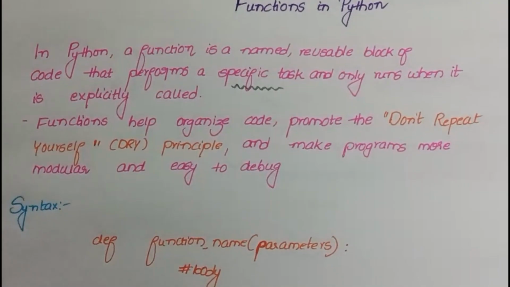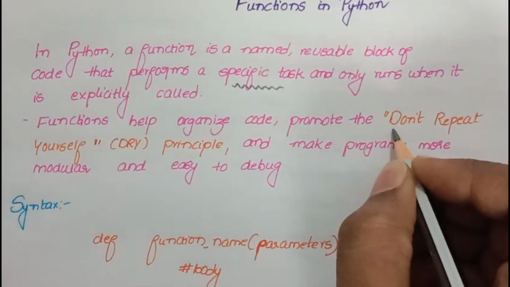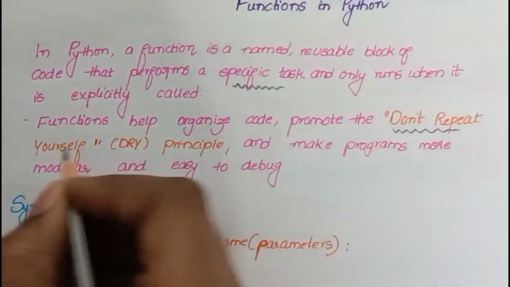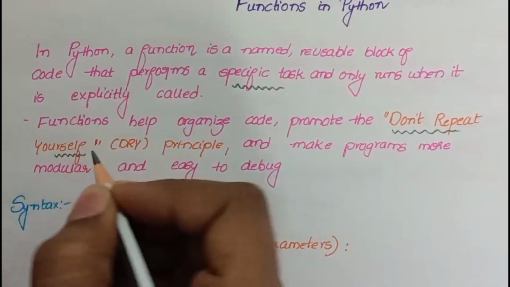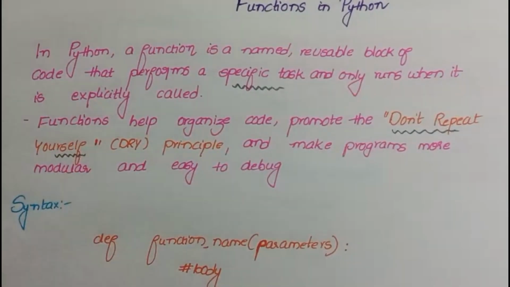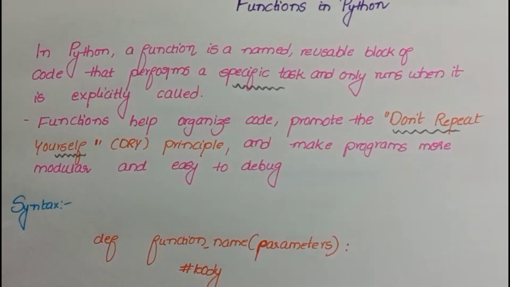Functions support the DRY principle. DRY stands for Do not Repeat Yourself. This means we should avoid writing the same piece of code multiple times in a program. Instead, we write it once inside a function and reuse it whenever required. This reduces redundancy and makes the program cleaner.